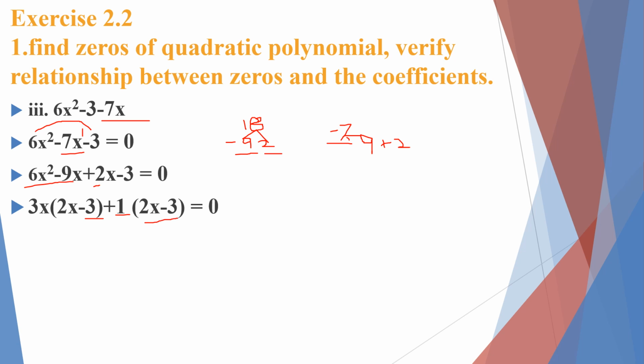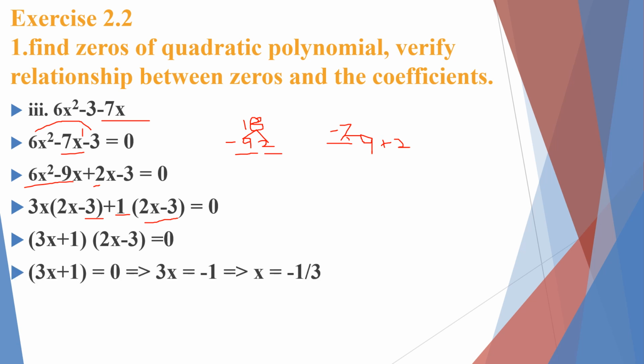So what two factors are we getting? 3x plus 1 and 2x minus 3. We are going to equate each term to zero. When 3x plus 1 equals 0, the 1 moves to the other side and becomes minus 1. x equals, since it is in multiplication, when it moves to the other side it is minus 1 by 3. One zero we have got, and then we are going to equate the next term, 2x minus 3.